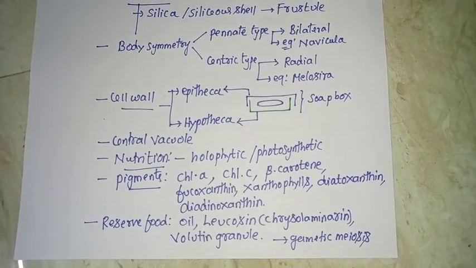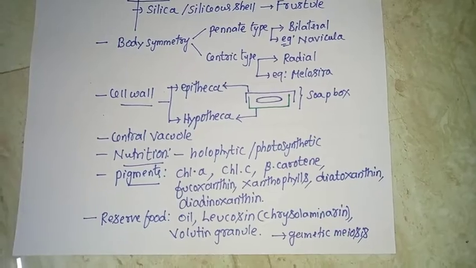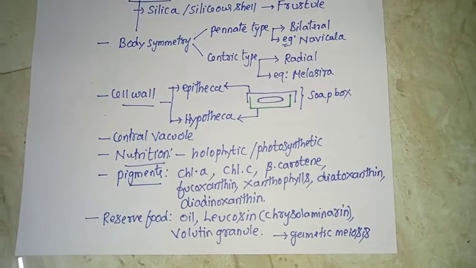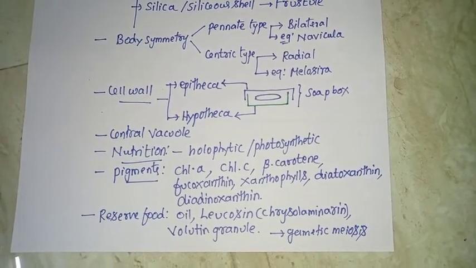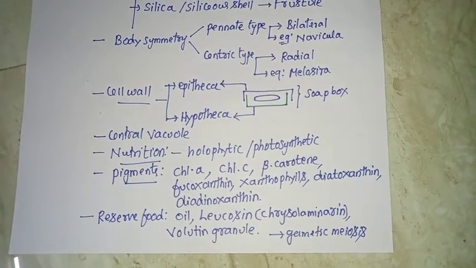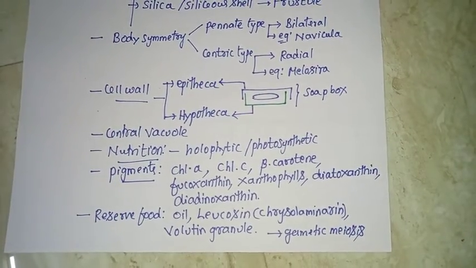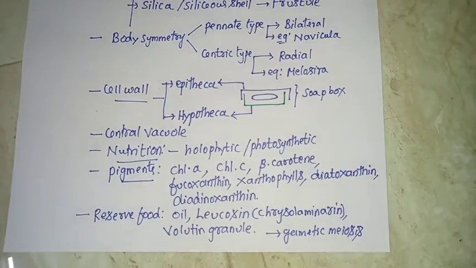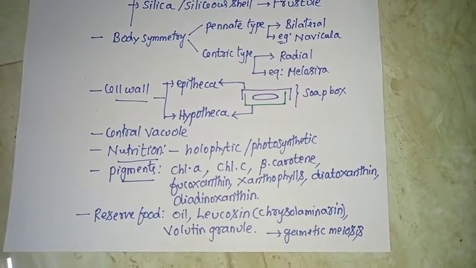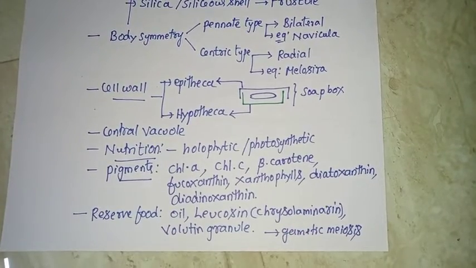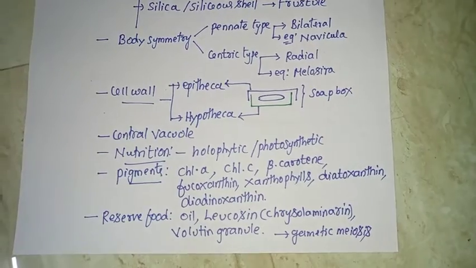And coming to the pigments, chlorophyll a, chlorophyll c, beta carotene, fucoxanthin, xanthophylls, diatoxanthin, diadinoxanthin are present. This is very important. The reserve food material in diatoms is oil, leucosin, also called chrysolaminarin. Volutin granule is present. My dear student, it shows gametic meiosis.